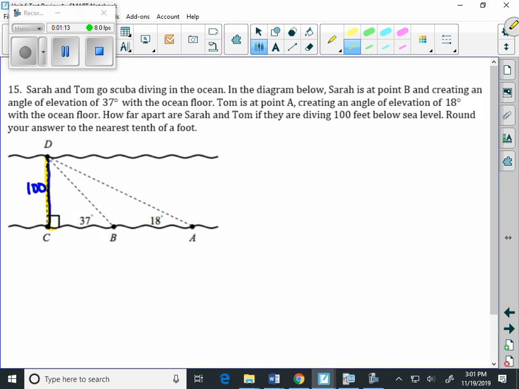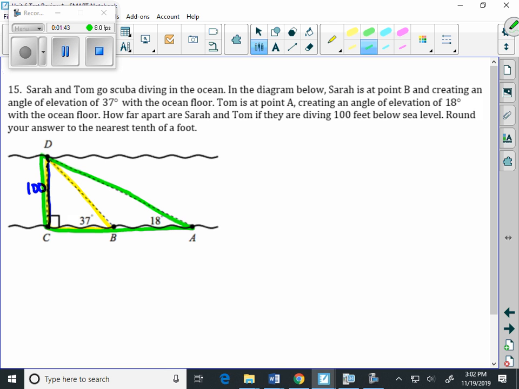It's going to be this triangle, and then we're going to do this triangle. And in this case, to come up with the distance between A and B, we're going to have to take our answer from the green triangle and subtract our answer from the yellow triangle. But let's go ahead and get it set up.